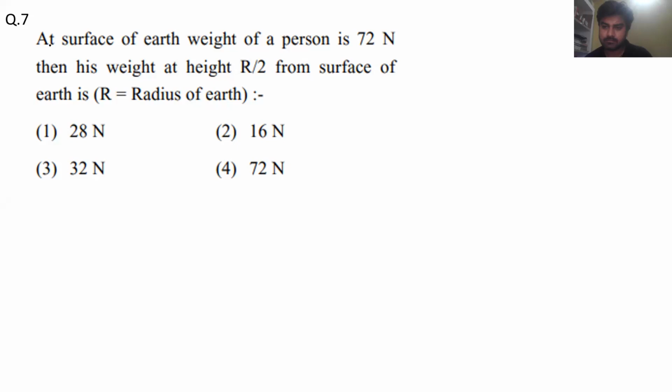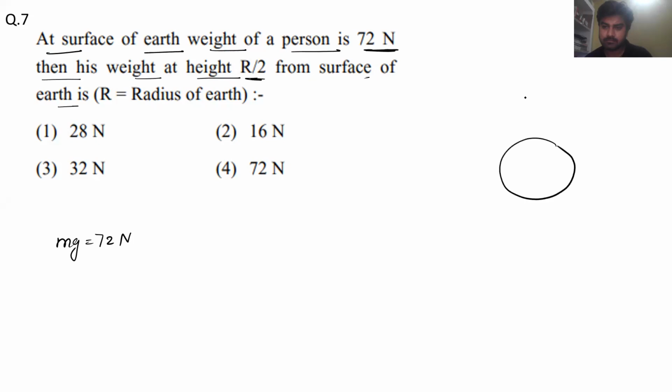Okay, next question. At the surface of the Earth, the weight of a person is 72 newtons. That means mg is equal to 72 newtons, right? Then you have to find his weight at height R by 2 from the surface of the Earth. How much will be the weight of that person if he goes R by 2 from the surface of the Earth? If a person goes R by 2 distance, that means total distance is R plus R by 2. So it will be 3R by 2.